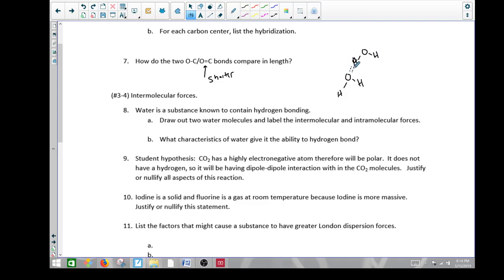Careful about how you draw that, just dot-wise. This is my hydrogen bond. And then this is my covalent bond. This is the inside bond inside the molecule. Therefore, that would be the intra. And this right here is the inter.